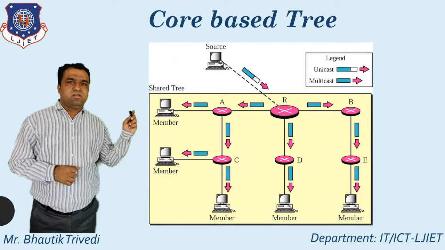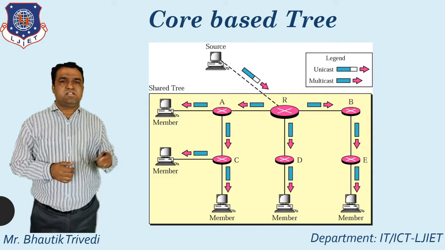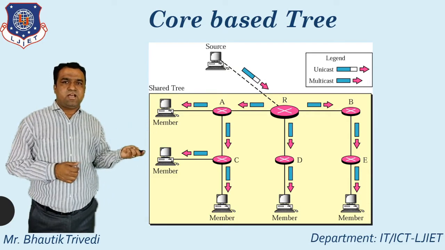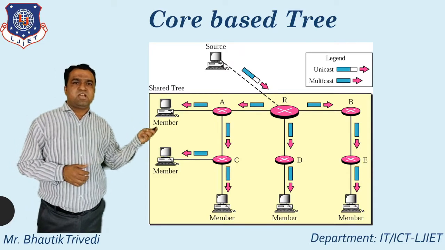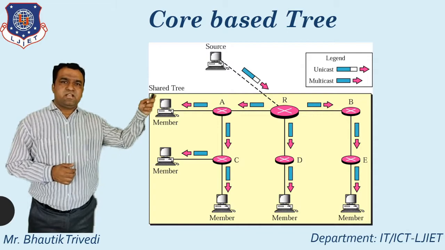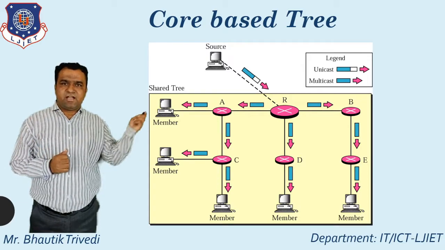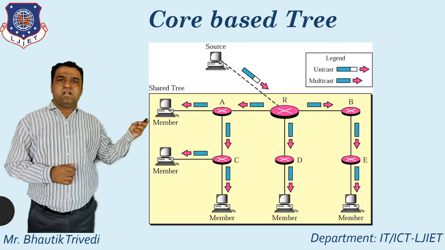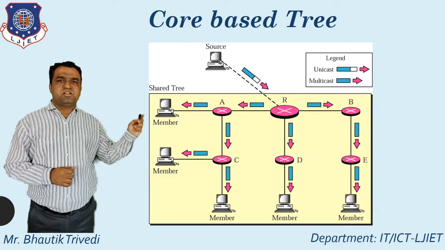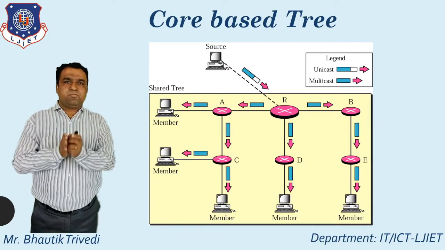After that, CBT supports two types, one that is unicasting, one that is multicasting. So here I am directly using the concept of unicasting as well as the multicasting concept. So again, I create one tree. One center router is there. The center router is directly attached to the different routers and different members. So that is the diagram for the core based tree. That is the CBT.